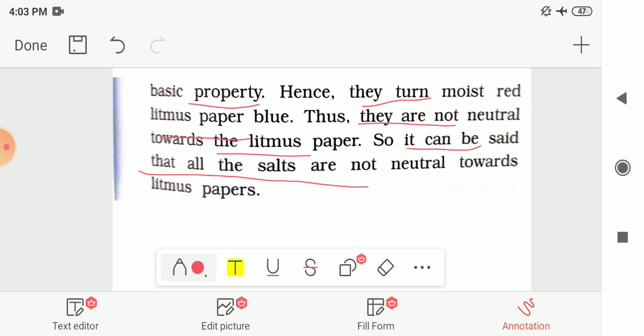Here two examples, washing soda and baking soda, are given to you, that these two are salts. However, they are showing the basic property, like they are turning red litmus paper into blue, because we are getting them from the neutralization reaction between strong base and weak acid. So this is how all salts do not show neutral property, or they are not neutral towards the litmus papers.